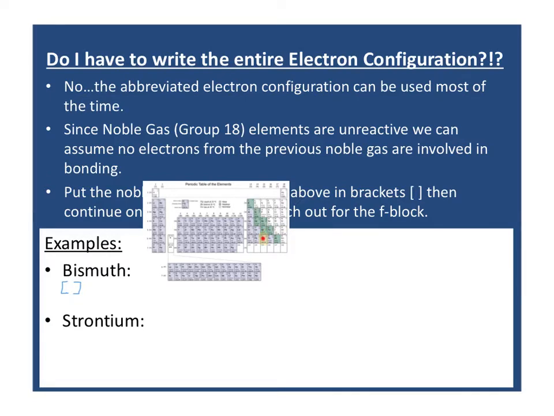So here's bismuth right here. I go up a row and all the way to the end, and I see xenon is the noble gas in the row above bismuth. So I go in and I put Xe in brackets. And this means it has all the electrons, all of those electrons in xenon.